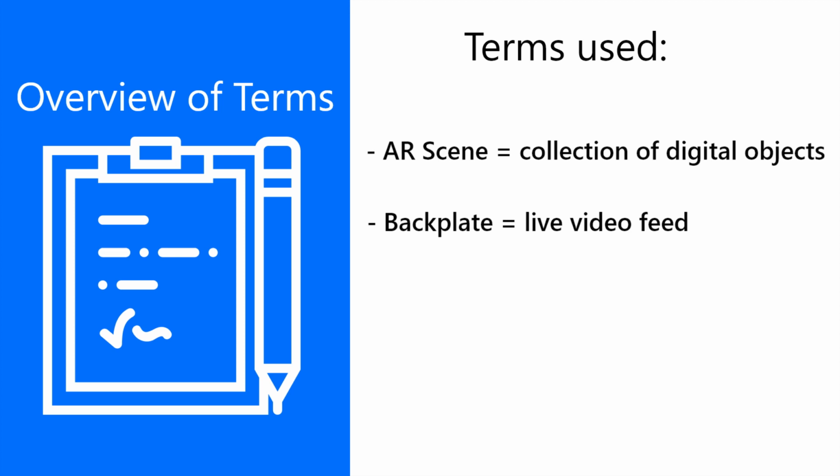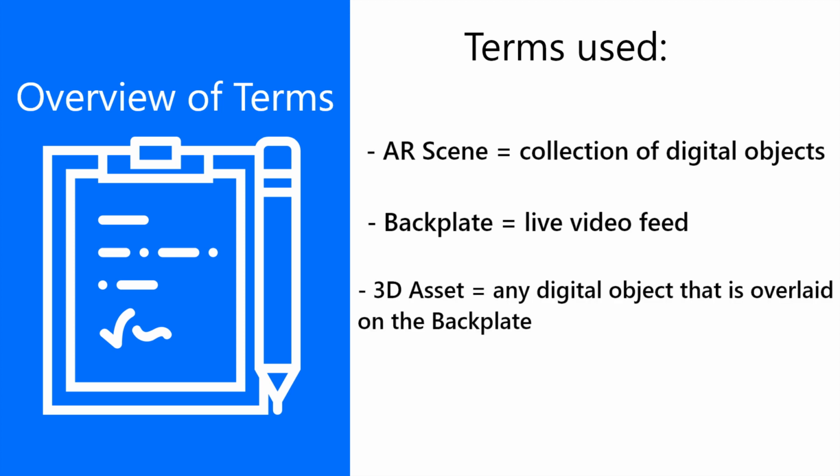The objects that are placed on top of the backplate will be referred to as the 3D assets. Even though the assets can be 2D or even video, they are placed in 3D form in the camera. Therefore, they are treated as fully 3D assets. So now we have 3D assets placed on top of the backplate to make up an AR scene.